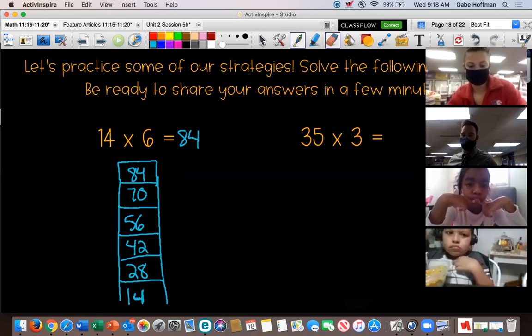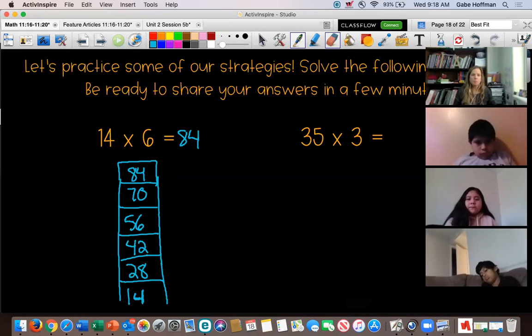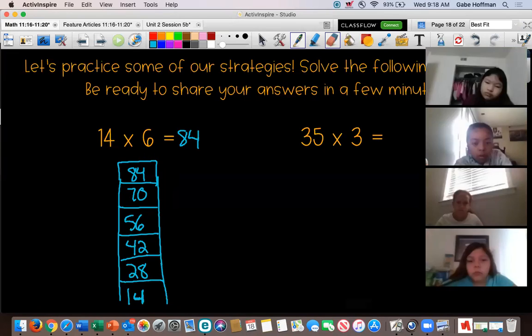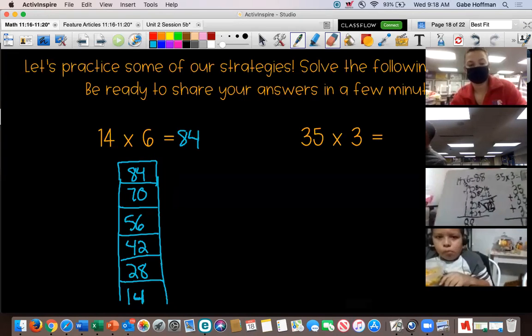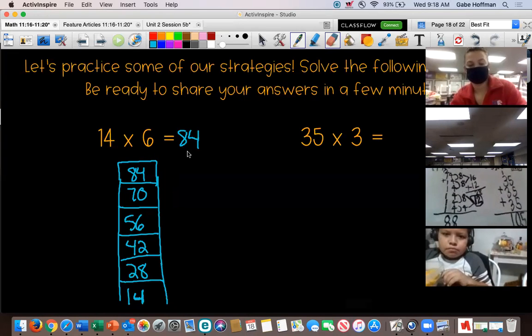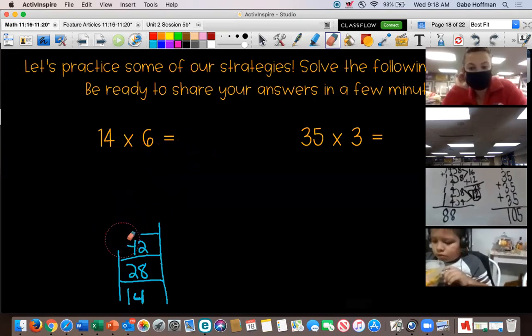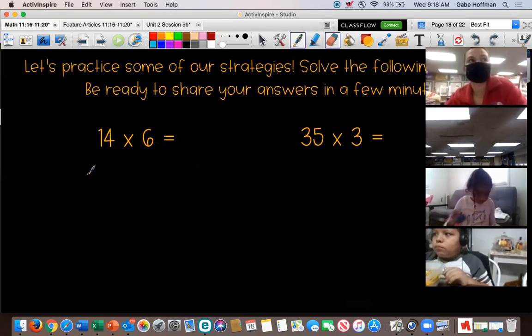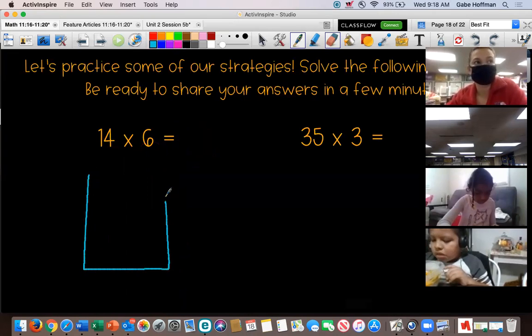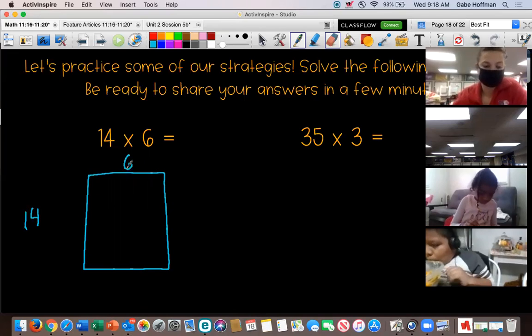Another thing you could do, did anybody break apart the 14 into friendly numbers? Okay, I'm going to review that strategy then. Looks like some of us used repeated addition, which is an okay strategy too. Let's look at if I drew this as an array, right? And I had 14 and I had 6.